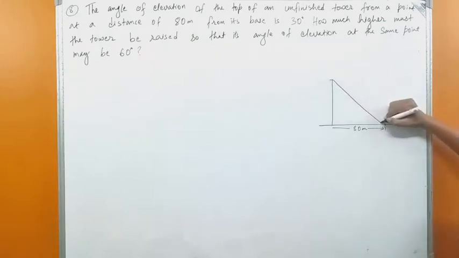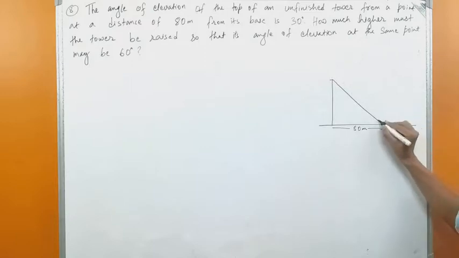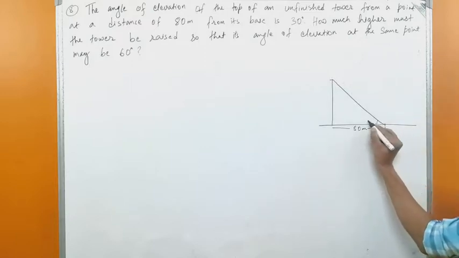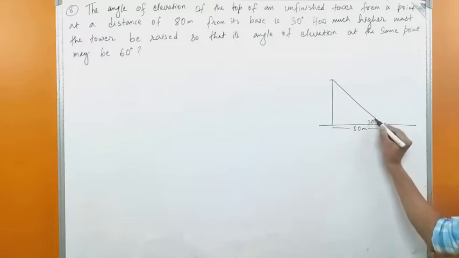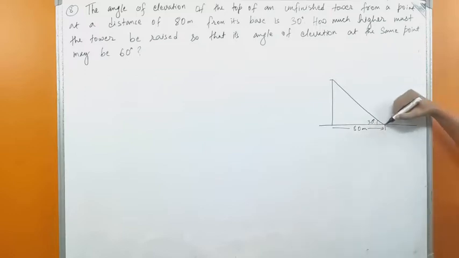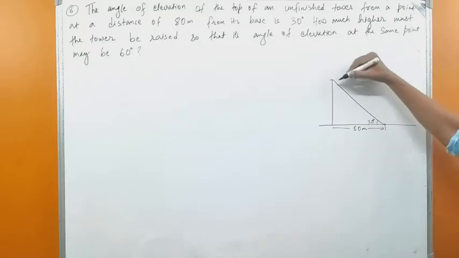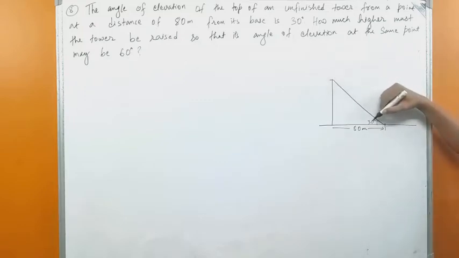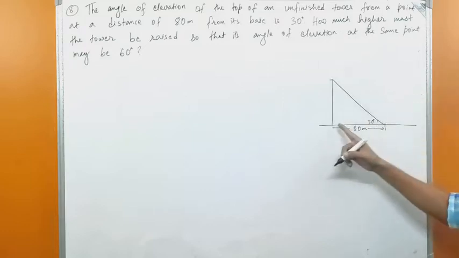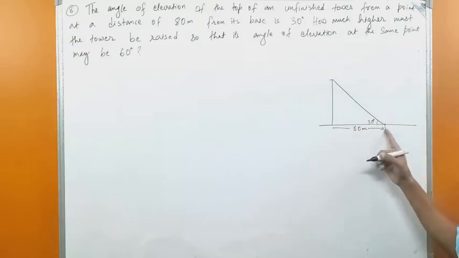Okay, angle of elevation is 30 degrees. From this point, when the top of the unfinished tower is observed, the angle of elevation is 30 degrees. And this point is 80 meters away from the foot of the tower.